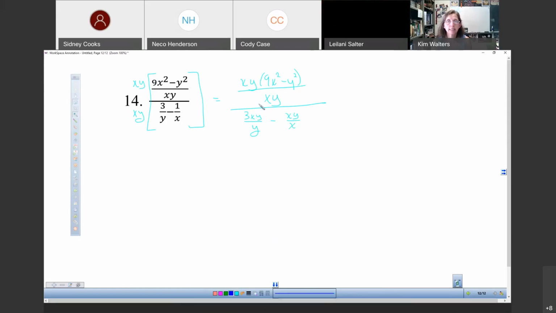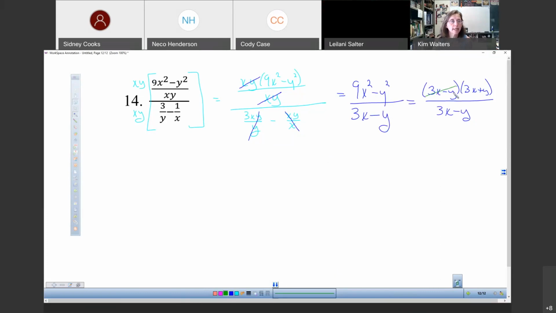And now stuff is going to cancel out. In the numerator, I have 9x squared minus y squared. In the denominator, I'm left with a 3x minus a y. And the final thing we have to factor is this is the difference of two squares, 3x minus y, 3x plus y, over 3x minus y. Those 3x minus y's cancel out. And my final answer is 3x plus y.